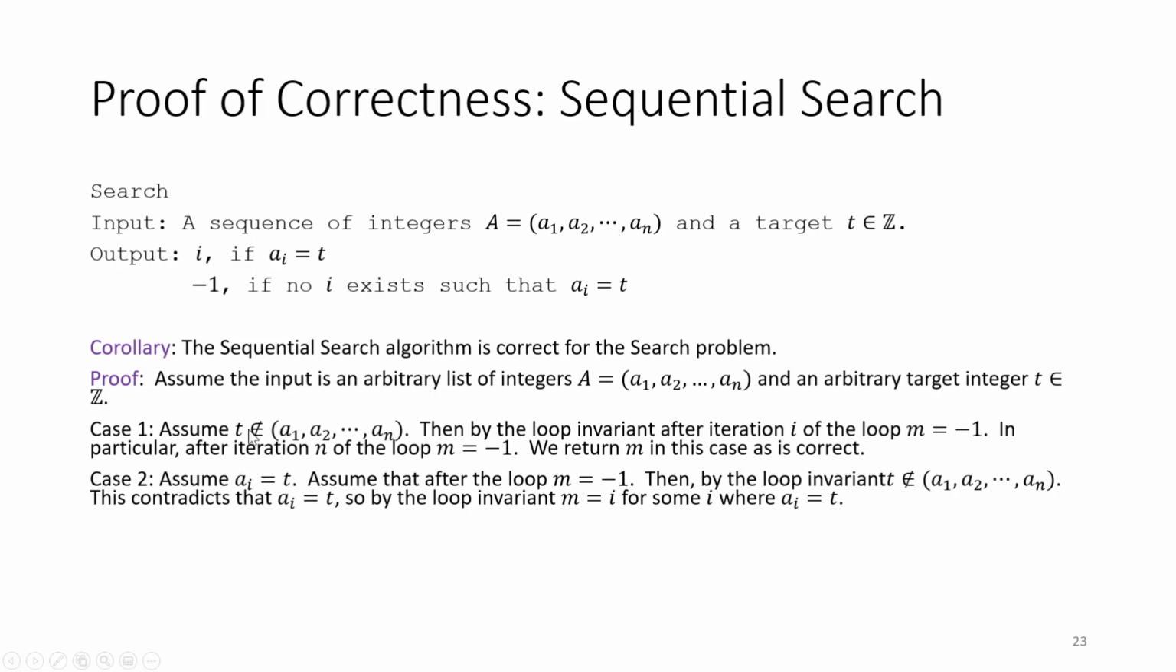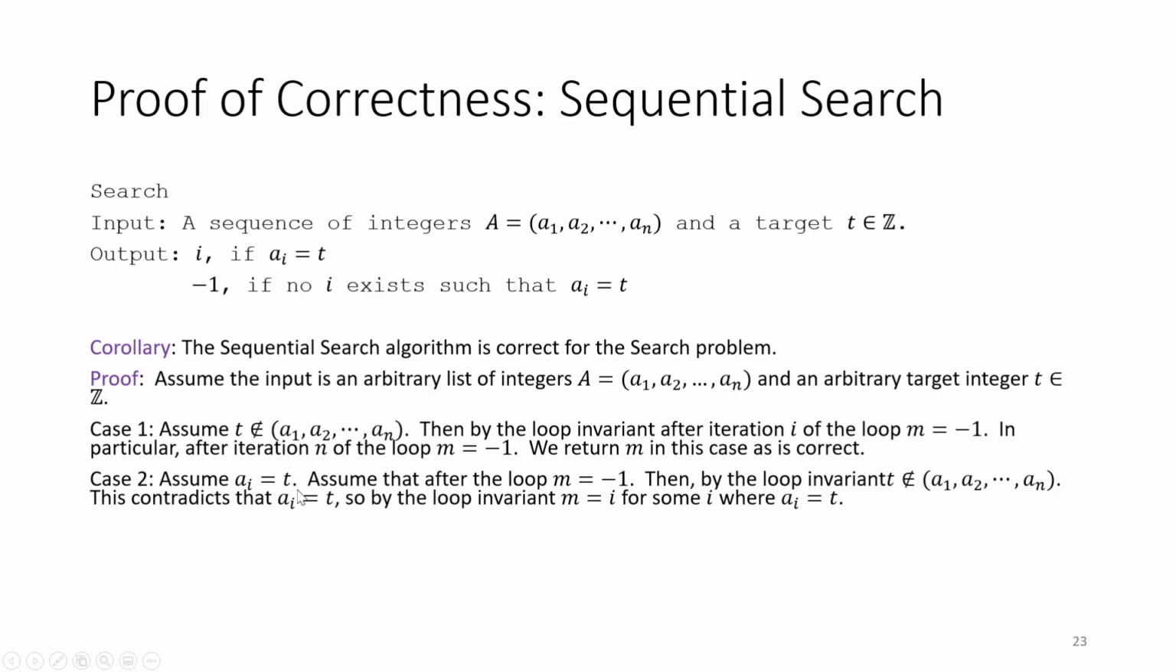Okay, now what about case 2? In case 1, we assumed the target was not on the list. So now I'm going to assume the target is in the list, and I'm going to assume it's equal to some a_i. Now here I'm actually going to smuggle in a little proof by contradiction. I feel like it made it a little bit easier for me. So assume the target is in the list, but also assume that after the loop something went wrong and m was still equal to minus 1. If that were the case, then by our loop invariant, t must not be in the set at all, but I just assumed it was. That's the contradiction. This contradicts our assumption. So by the loop invariant, m must be equal to i for some i where a_i is equal to t. Maybe this one, maybe not.